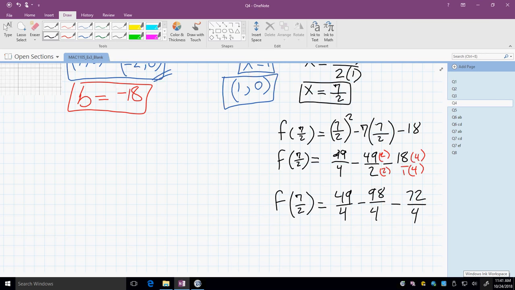Now that is just subtracting, adding, subtracting. You don't have to worry too much about the fractions if you don't like them. You can do that in the practice. From the top, you can do all that in the calculator.